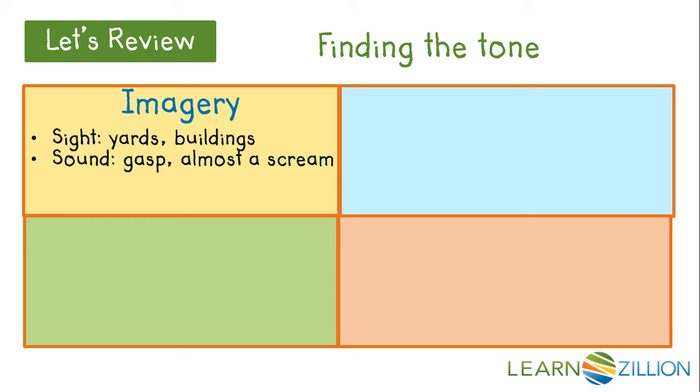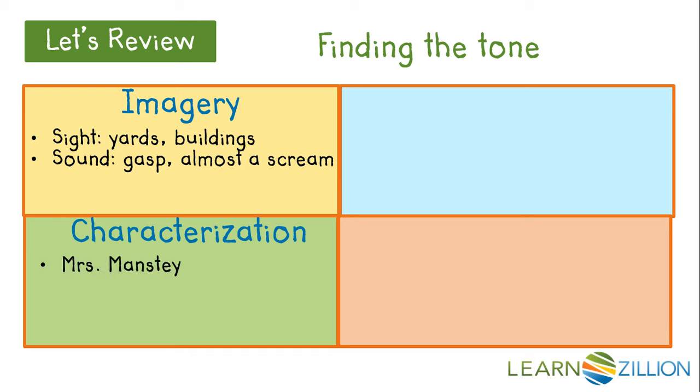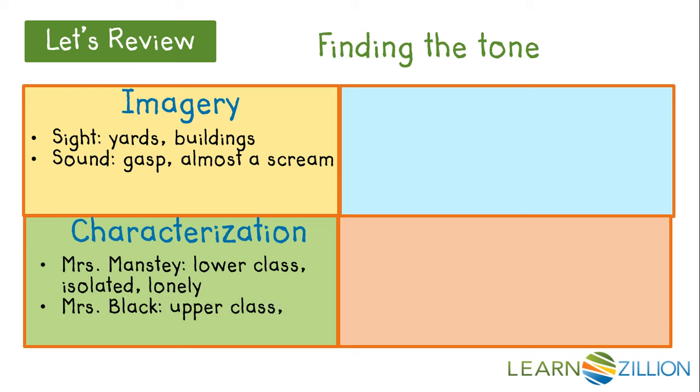Another element used to help develop the tone is characterization. We have focused our attention on 2 characters so far, Mrs. Manstey and Mrs. Black. Mrs. Manstey is part of the lower class. She spends her time alone in her apartment looking out of her window. Mrs. Black is a landlady. She is part of the upper class, and she is all about making money. That is why she is building the extension. She needs more room so that she can rent to people. There is definite tension between these 2 characters because they just don't see eye to eye.